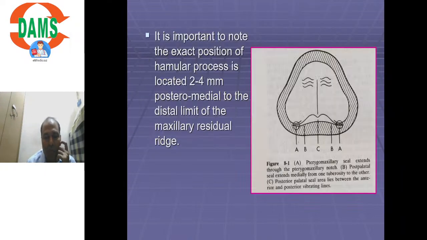Second thing, what is pterygomaxillary seal? Pterygomaxillary seal is basically the Hamular notch area. This is the Hamular notch area that extends laterally into the mucobuccal fold. So that means PPS is anatomically a combination. It extends through the pterygomaxillary notch, and the post palatal seal is the area that is contained medially between two tuberosities, right? So if we add both these two, it forms the posterior palatal seal area.